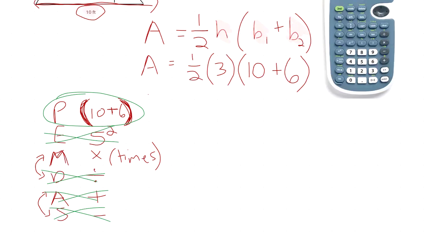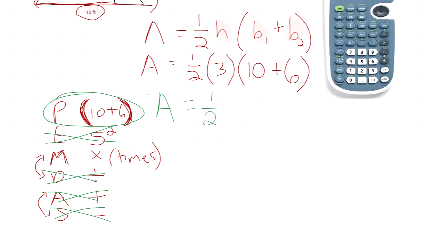So for now, we see that we need to deal with our parentheses first, which means we need to do 10 plus 6 as our first mathematical step. So if you're not using a calculator and you want to see this the long way, and I'll show you how to punch it all in the calculator too, so you can see it both ways. But for now, I'm going to walk you through the math the long way so that you understand why the formula is what it is.